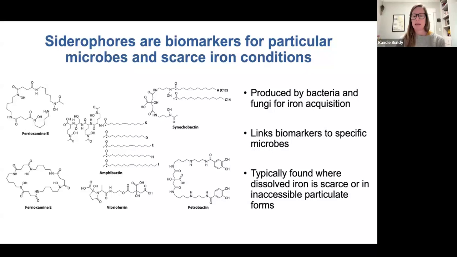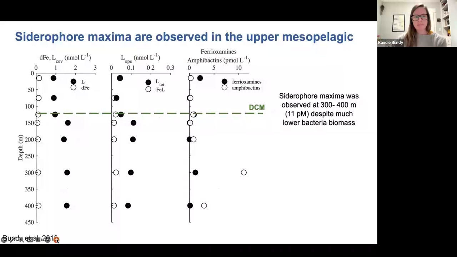They make it into a form that's more easily taken up into the cell. And so, in general, in the ocean, we've been thinking about these as biomarkers for where dissolved iron might not be very bioavailable or where it's scarce, and that organisms would devote energy and resources to producing these specific compounds. So we were interested in these compounds and we've been trying to measure them in the ocean for a while, and it's pretty tricky because they're low abundance and we're in this very salty matrix, et cetera.